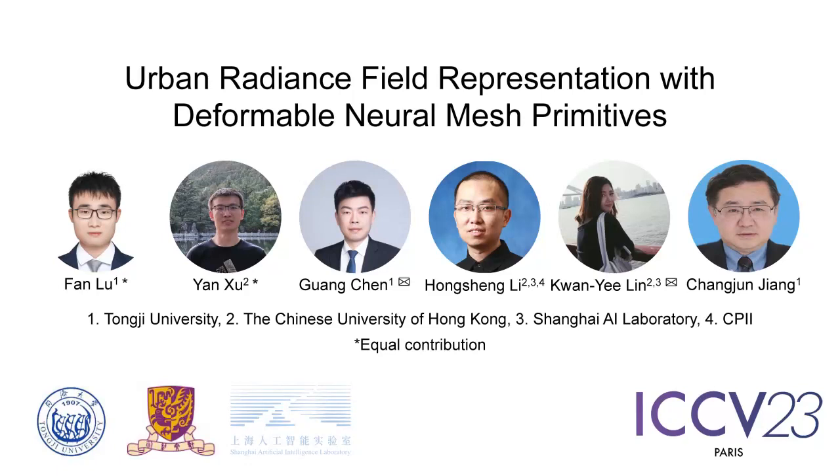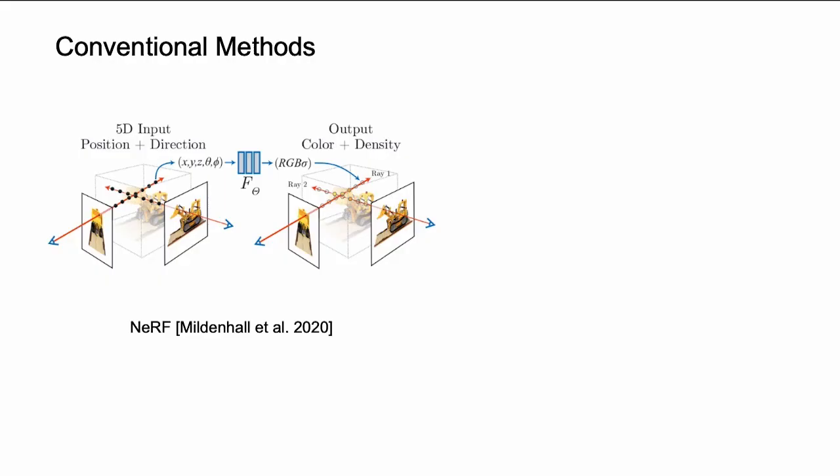In this video, we present our paper, Urban Radiance Field Representation with Deformable Neural Mesh Primitives. Neural radiance field has achieved great success in past years. NeRF and its advanced variants propose to store the density and radiance information of a volume inside multi-layer perceptrons, MLPs, and adopt volumetric rendering for view synthesis. However, the limited texture detail recovery and the intensive computation limit the generalization to large-scale urban scenarios.